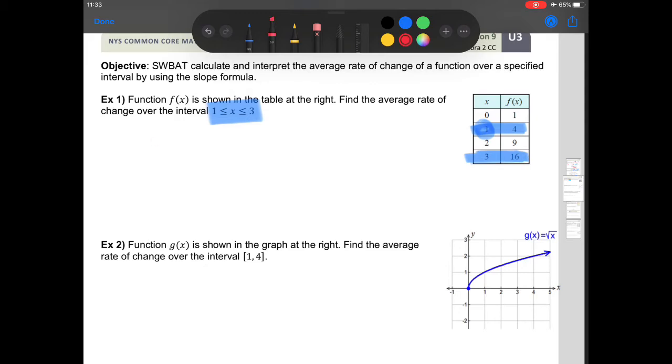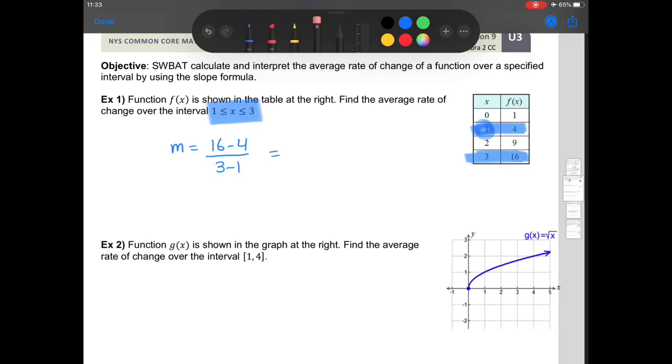So all I'm going to do is y2 minus y1, which is 16 minus 4 over 3 minus 1. That's all you're doing.